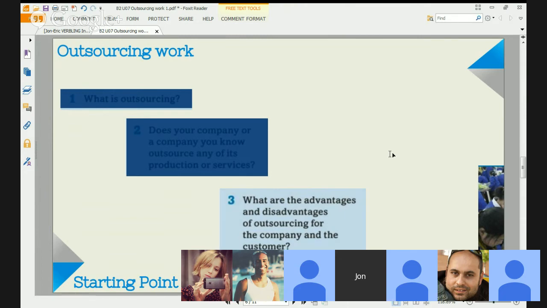Cornell, let me ask you this one. What are the advantages and disadvantages of outsourcing for the company and the customer? Now, you can talk about Apple, or you could talk about another company, or you could talk in general. But let's divide the screen here into pros on this side and cons.